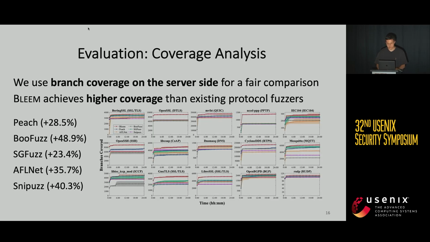For the evaluation, we compare Bleem against 5 fuzzers. First, we use branch coverage as a uniform metric to measure the fuzzing effectiveness. The results show that Bleem achieves higher branch coverage than existing protocol fuzzers.